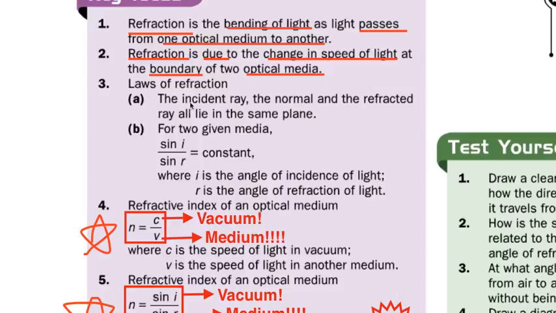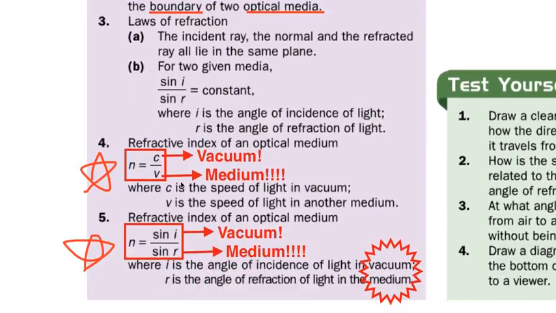The laws of refraction are important, but what's more important are the two formulas for refraction. First one, n equals c over v. Next, n equals sine i divided by sine r, where i is the angle of incidence in the vacuum or air, and r is the angle of refraction in the medium itself. So this is important.